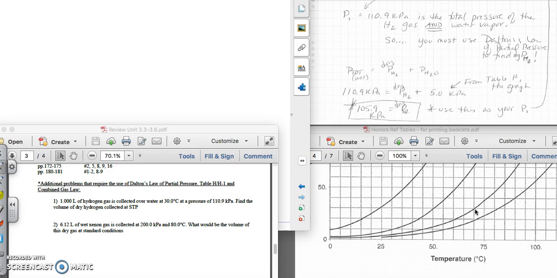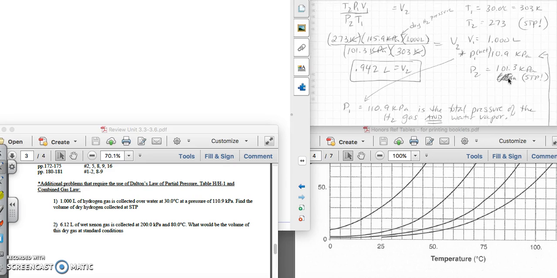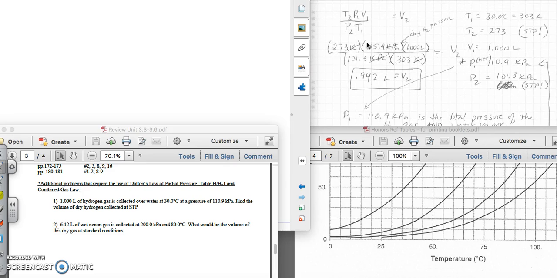Now, it's this graph right here that is the water, so if we focus at 30 degrees Celsius, okay, so here's 25 degrees Celsius, here's 30 degrees Celsius. So if you read up right there, and then read over, that's about 5 kPa right there. So that's where this 5 kPa comes from. And then we subtract it out to get the dry hydrogen pressure right there. That's the 105.9 that we're going to use as our initial pressure, and then you go ahead and solve and you find your new volume that way.